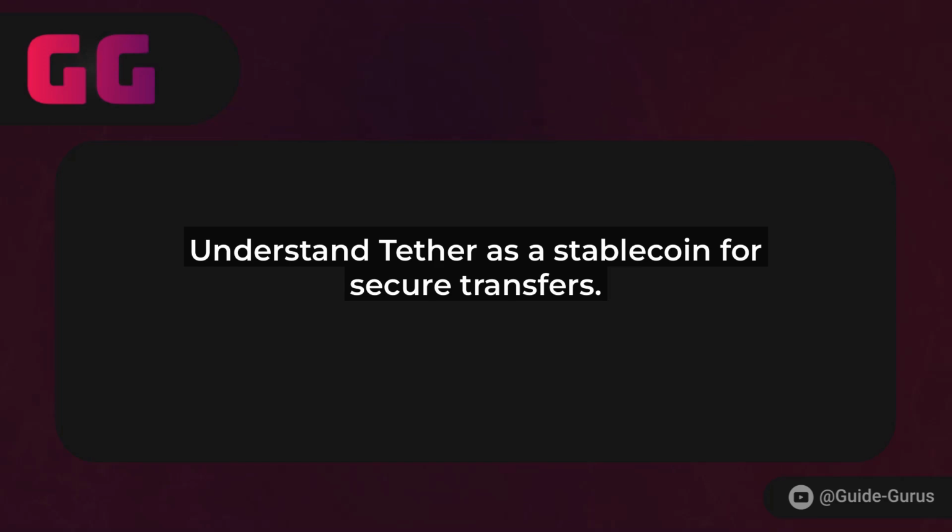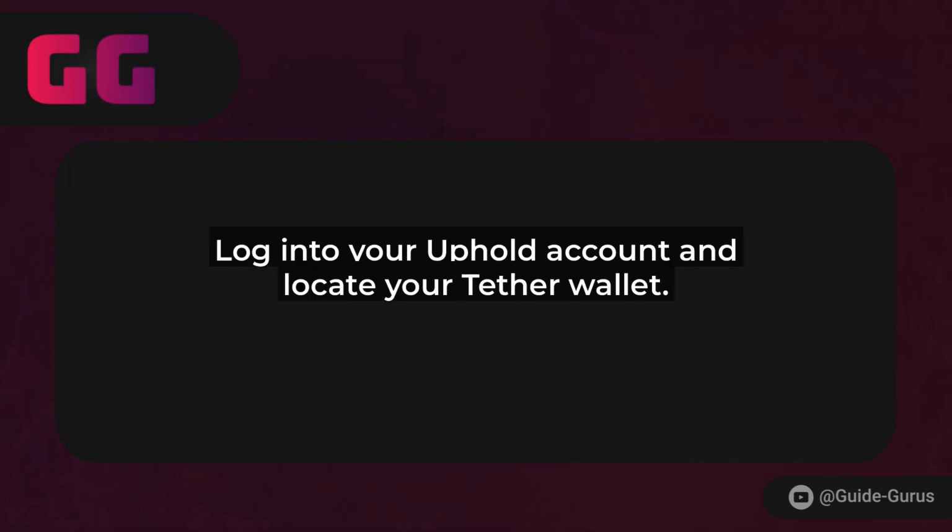First things first, make sure you have accounts on both Uphold and Binance. If you don't, pause this video and sign up. It's straightforward and free. Once you're logged into your Uphold account, head over to your wallet section. Look for your Tether balance. That's where the magic starts.